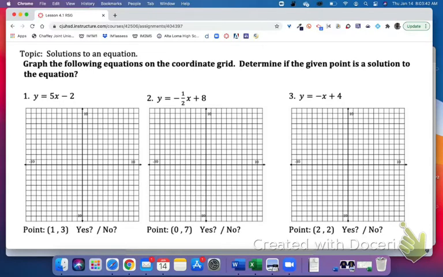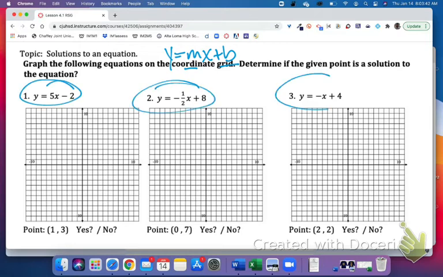For lesson 4.1, the ready portion, these first three problems are getting us to review how to set up a graph of a linear equation. If we recall the equation y equals mx plus b, m representing our slope and b representing our y-intercept. Here's how I would recommend doing it, especially when all three of these are in slope-intercept form already.